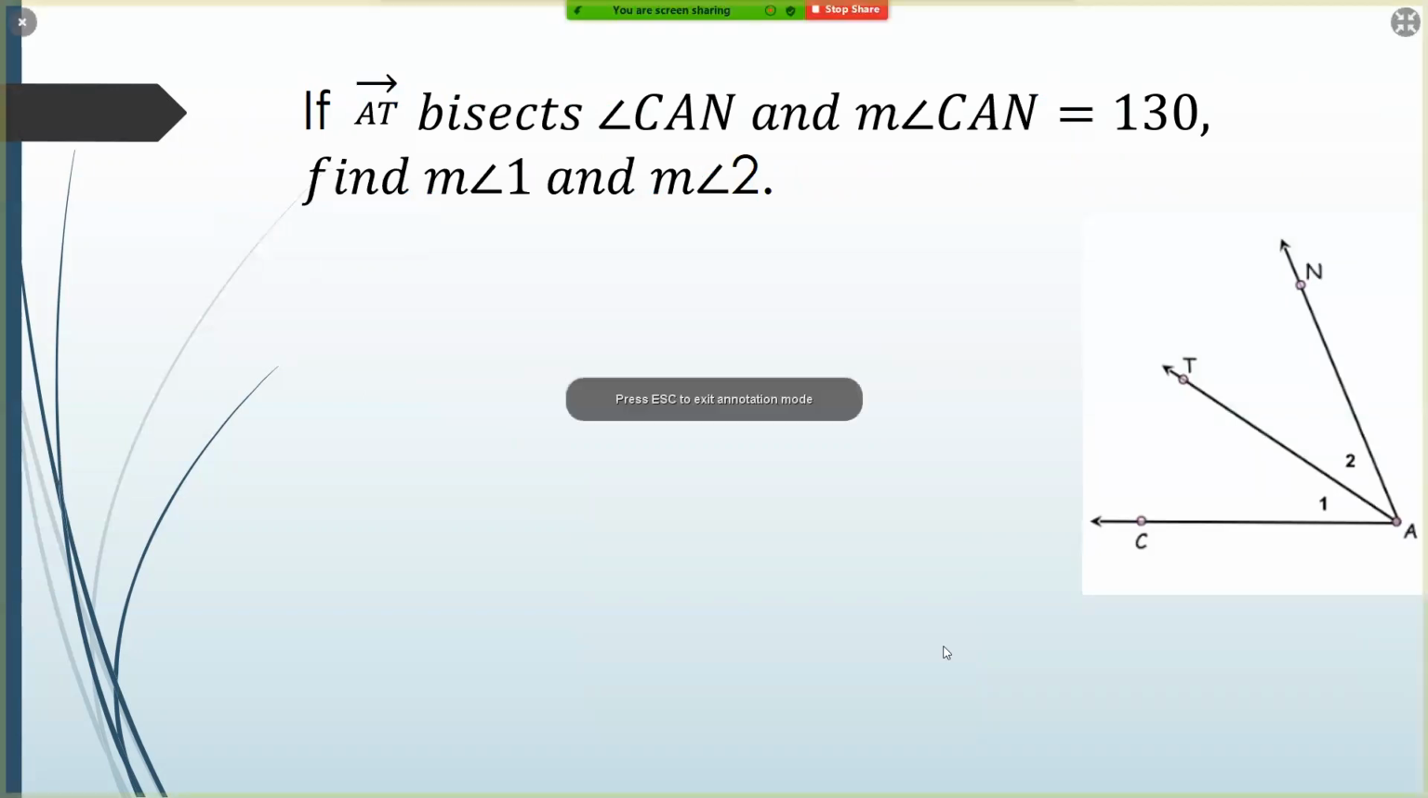So looking at this diagram, we're told that ray AT bisects angle CAN. So ray AT, start at A, go to T, this is your bisector. What that means is it's splitting angle CAN in half, which creates these two congruent angles. Well, if the big angle is 130 and I'm creating two equal angles, all I've got to do to find them is take 130 and divide it by what? 2.